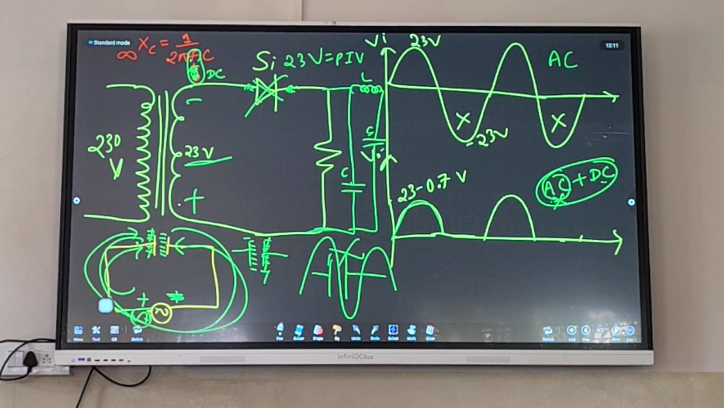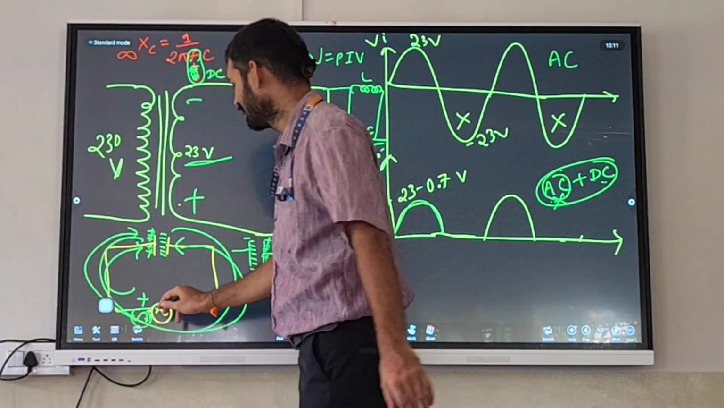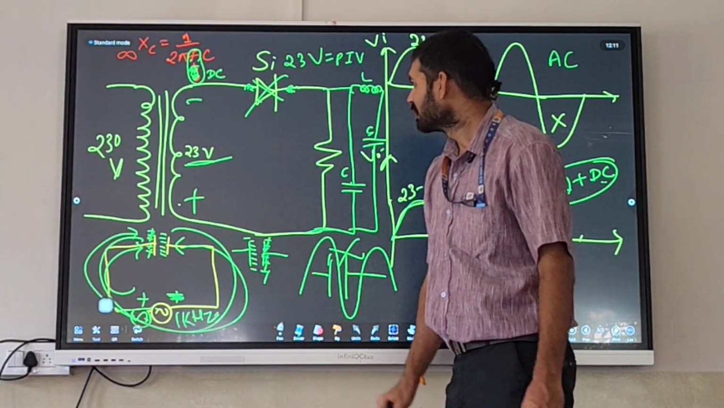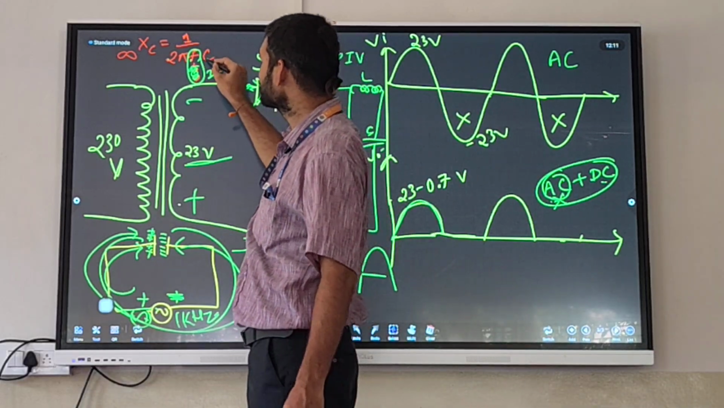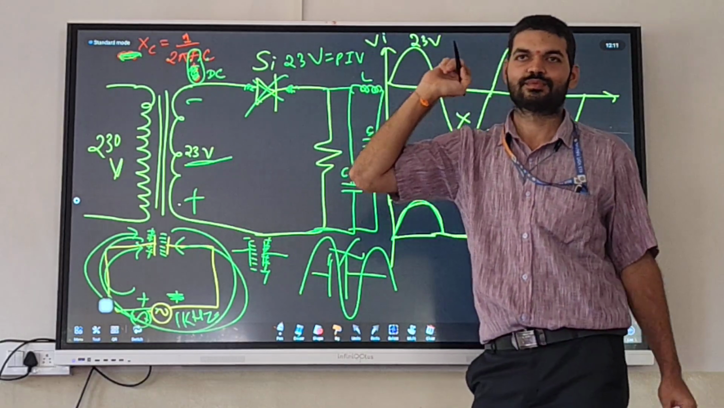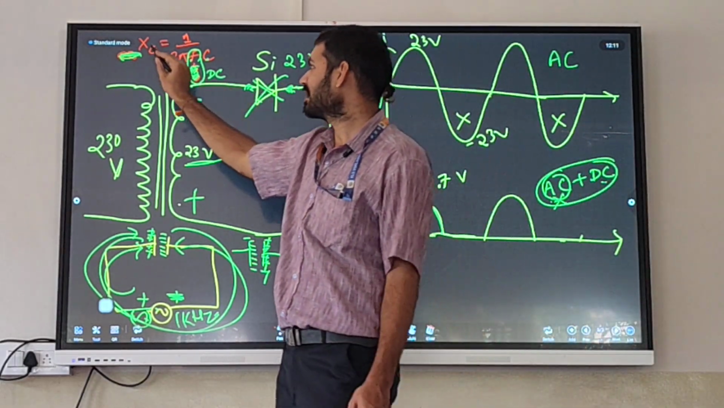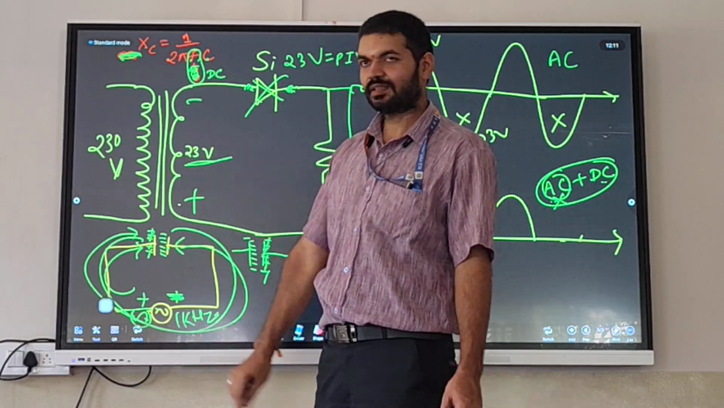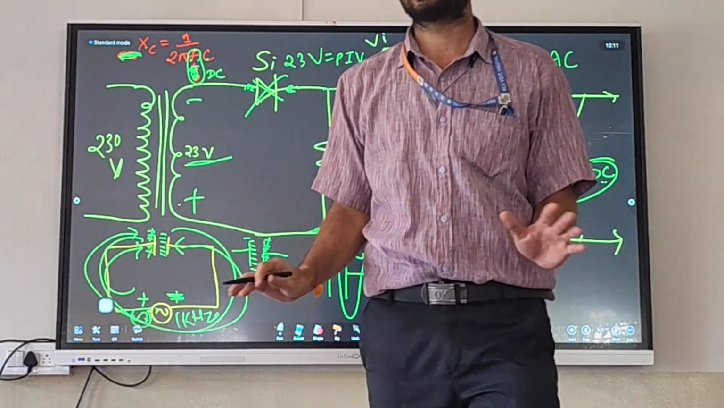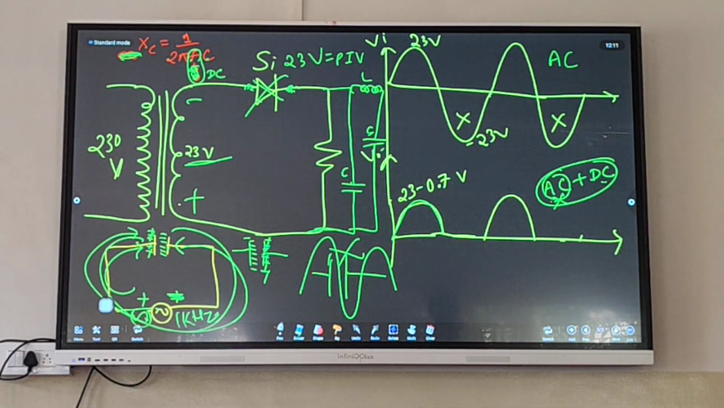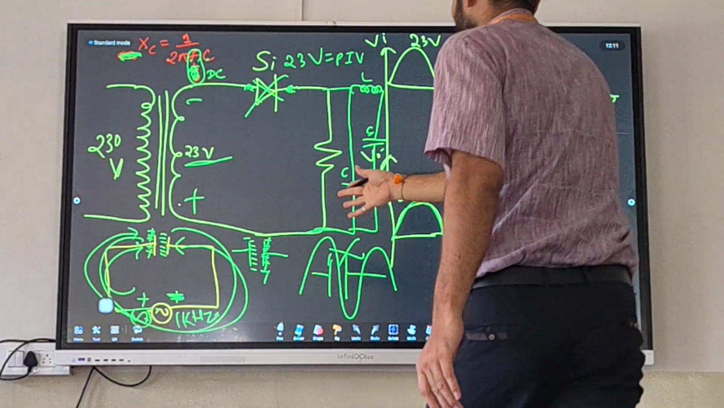F is the frequency of the signal. Say the frequency of this signal is 1 kilohertz. Then you put F equal to 1 kilohertz, we will not get infinity. We will get some finite value. That means the reactance of the capacitor to AC is not infinite. It is some finite value. So it can pass the AC. Mathematically also proved, logically also proved.